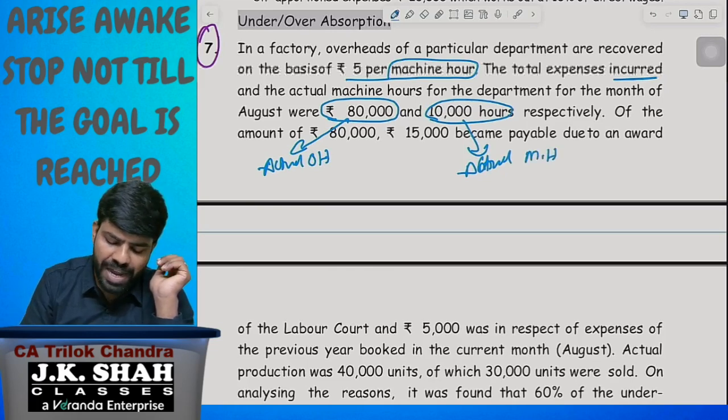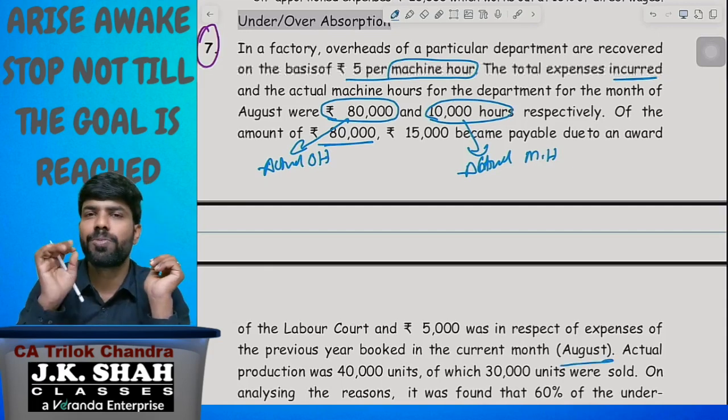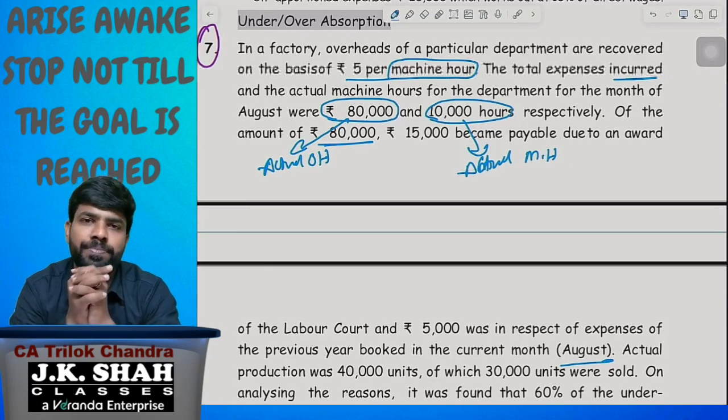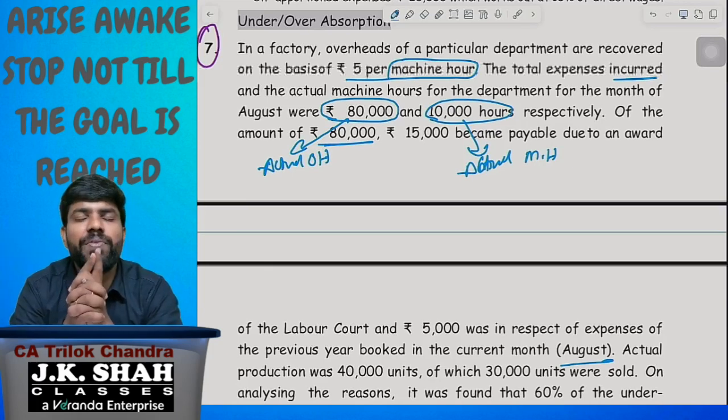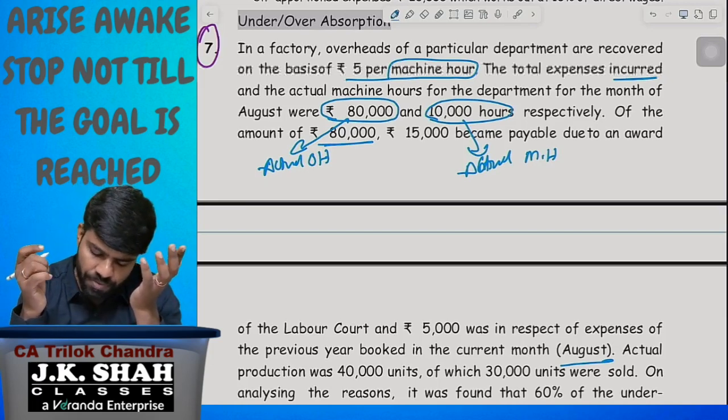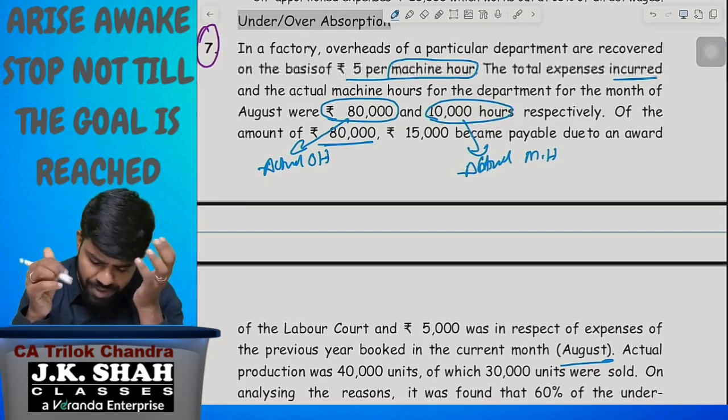Of the 80,000 incurred amount, 15,000 became payable due to an award of the labor code, and 5,000 was in respect of expense of the previous year booked in the current month, August. So please understand, total actual expense incurred is 80,000. Out of 80,000, 15,000 was paid for the reason they mentioned: payable due to award of the labor code.